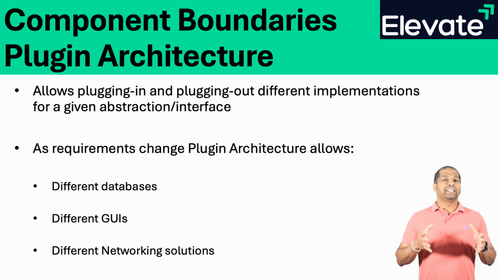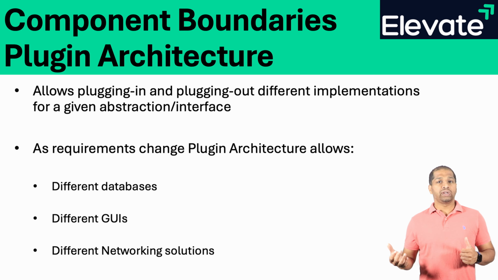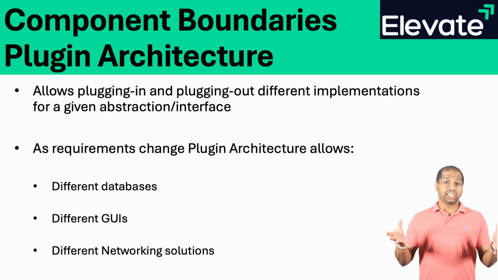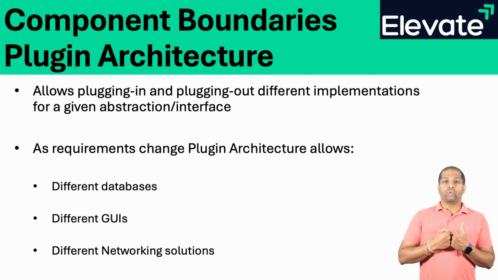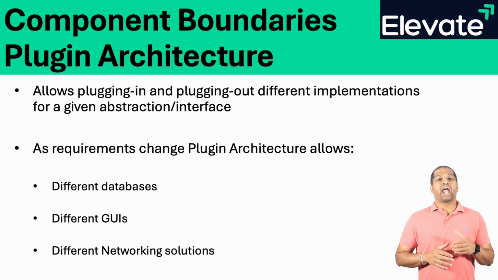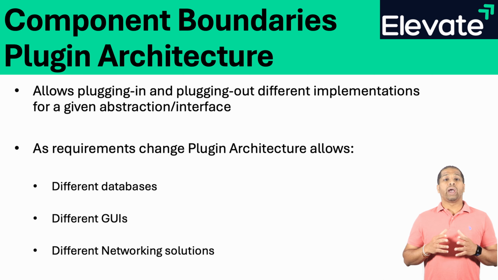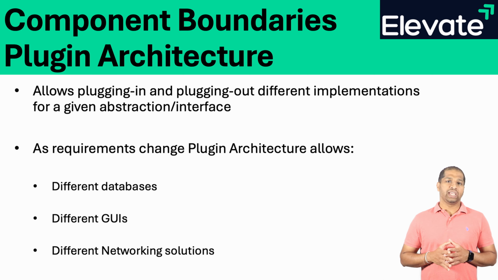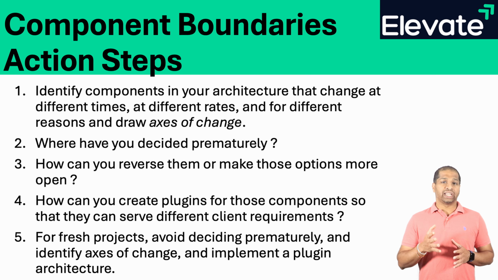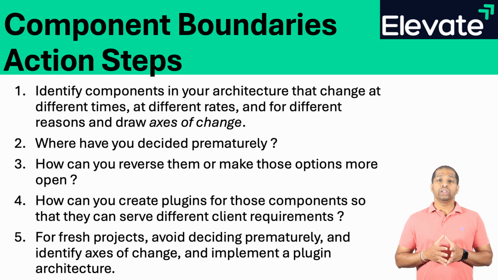I don't mean to say that the change from one implementation to another would be trivial because there would be significant implementation changes. However, by separating components and using a plugin architecture, we have at least made it practically possible. Next, let us see some action steps we can take to properly mark component boundaries and get better use of them. First of all, I want you to identify components that change at different times, at different rates, and for different reasons. This is a clear indication of axis of change and component boundaries.